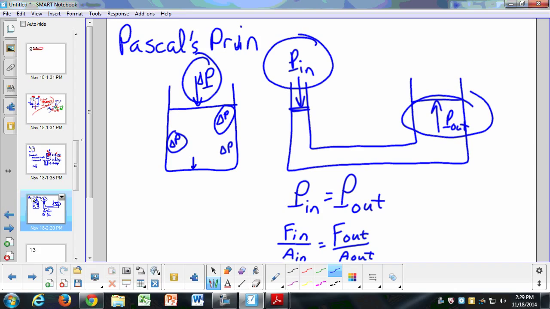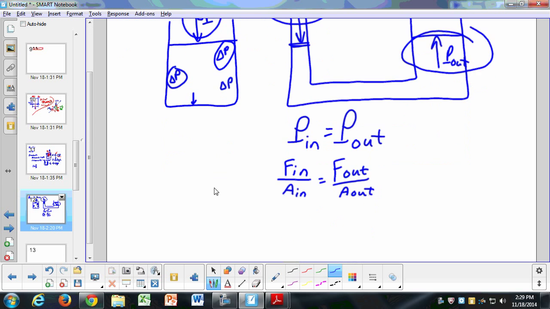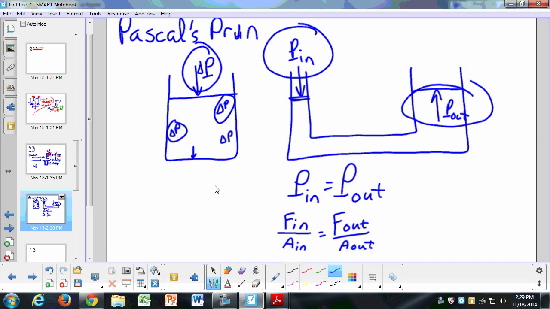Y'all are okay with that? You need to know the definition of Pascal's principle and then also how to apply it mathematically. Those are on the test. As of now, I haven't edited it down, but as of now, it's on the test.